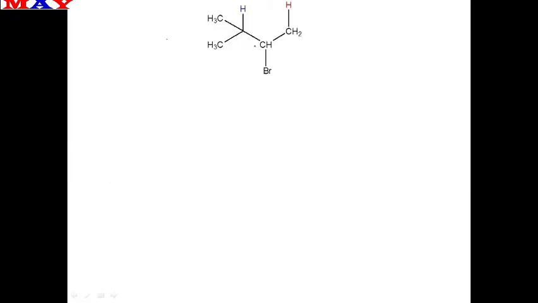In order to write the mechanism, we show the detailed structure of 2-bromo-3-methyl butane. Bromine will be lost from this carbon. It has two neighbors, and both of them have hydrogen, so either this hydrogen will be removed or this hydrogen will be removed. We have to show that removal of this hydrogen is favored, and we get the more substituted alkene as the major product.